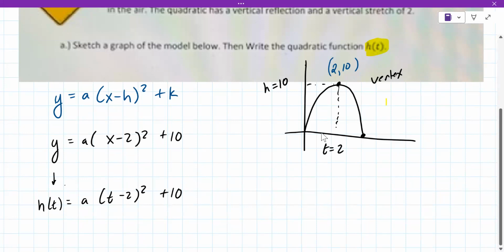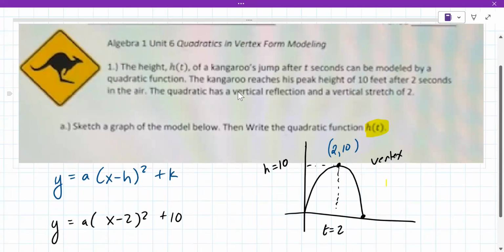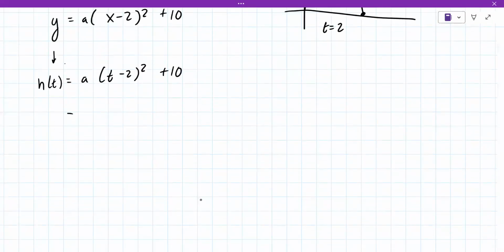Now the a is the issue. To find a, you need one other point, and you don't have it here. So to get it, you have to read this last sentence, which says it has a vertical reflection and a vertical stretch of 2. It's a little odd the way they're writing that, but that presumes that a is 2. Okay.